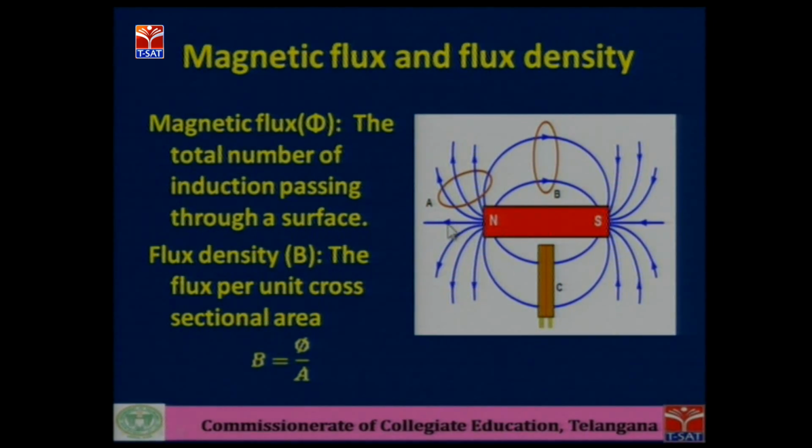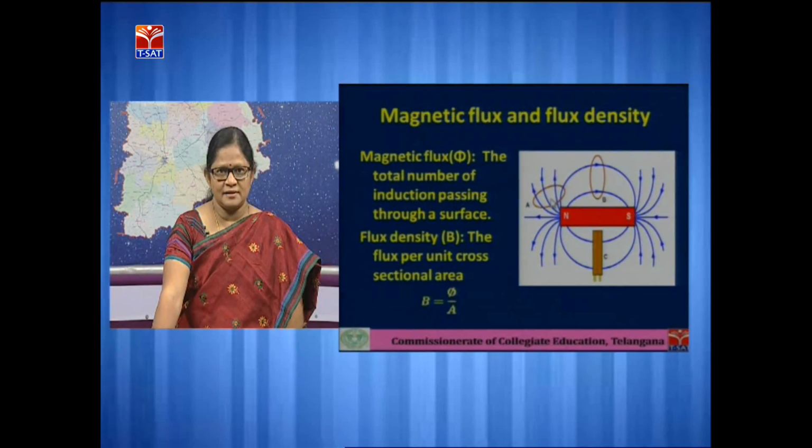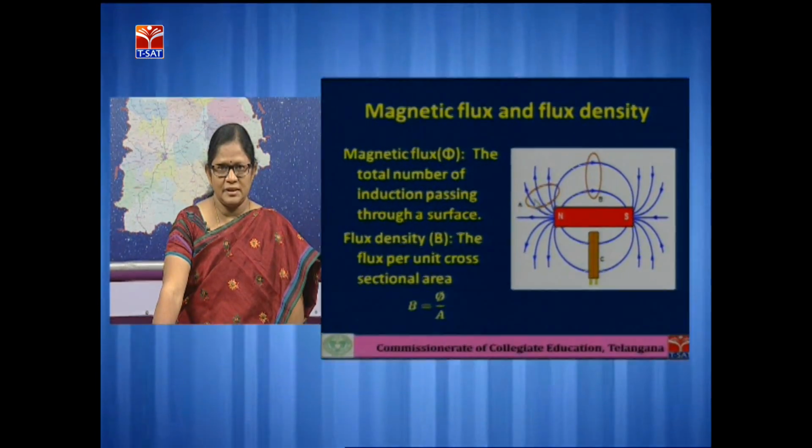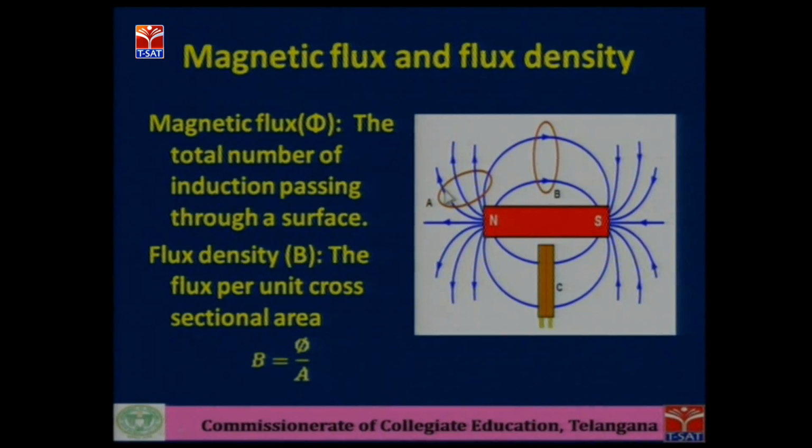See here at the north pole, when we consider some area A, there we see a number of lines of force passing through this area. And if you consider another area B, the number of lines of force is less in this case. So, here we can say the flux density is more, and here we can say the flux density is less. So, we can say the strength of the magnetic field is more here and less there. So, B is equal to phi by A, and the unit is Weber per meter square.